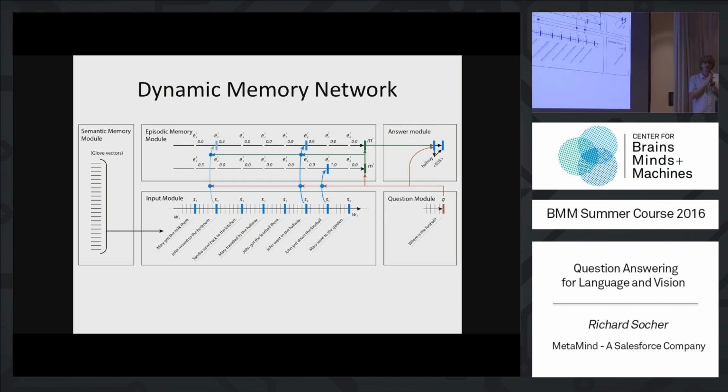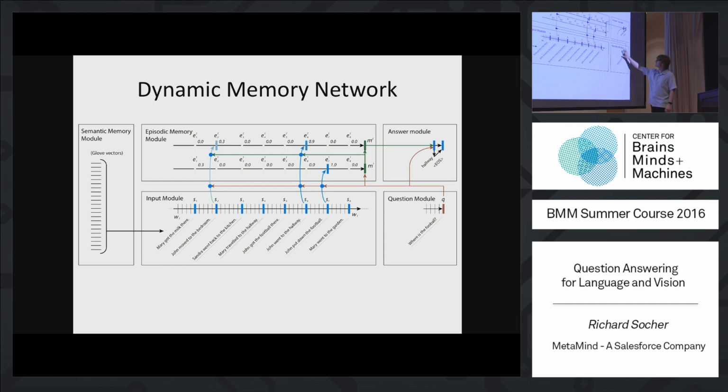Now, what this model will do is it will take the question and pipe it through a simple GRU and get a vector representation for that question. And then it will take that and condition an attention mechanism and basically conditionally pay attention to only those facts that actually matter to the current question at hand. So let's say the question is, where's the football?